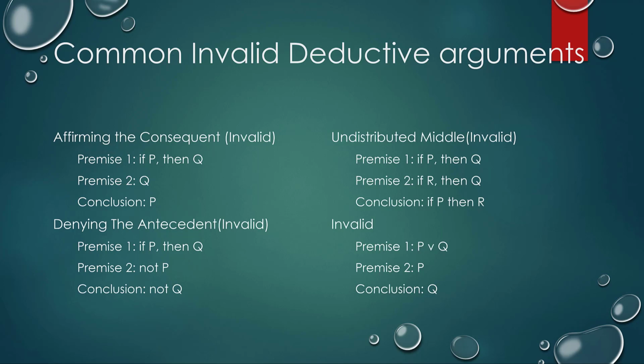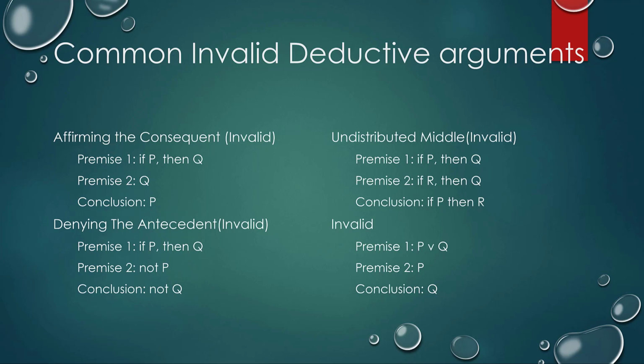If Tallahassee is the capital of Florida, then it's in Florida. Totally true. Premise 2, Tallahassee's in Florida, which is true. Conclusion, Tallahassee is the capital of Florida. Also true. And that seems pretty reasonable. Everything I've said is true. It seems to make sense. But unfortunately, it is bad logic.